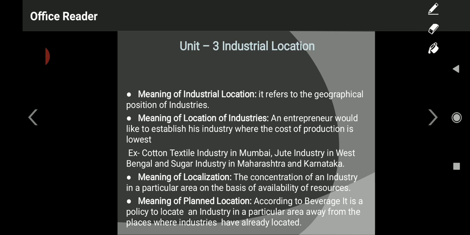Dear students, we have completed the first topic with public-private partnership, which I have explained in the last class. With that, first topic is completed. Today, let us have a discussion on the most important unit, that is unit number 3. Title of the unit is Industrial Location.